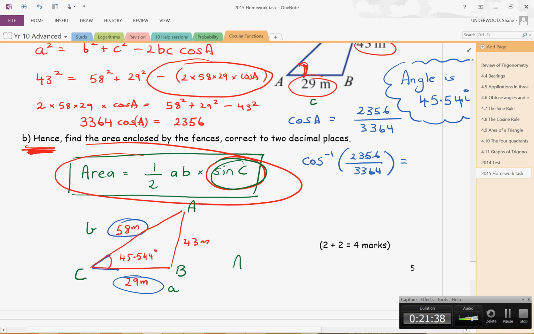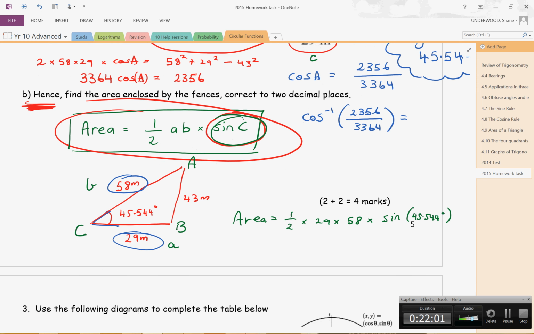So the area is equal to 1/2 times little a, which is 29, times little b, which is 58, times sine of the angle between them, which is 45.544 degrees. So really, it's just a simple formula, and it's the same notation as what you've done for the sine and the cosine rule. This is probably the easiest stuff to get now.